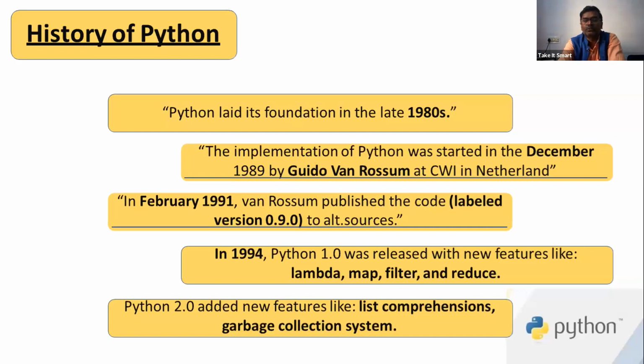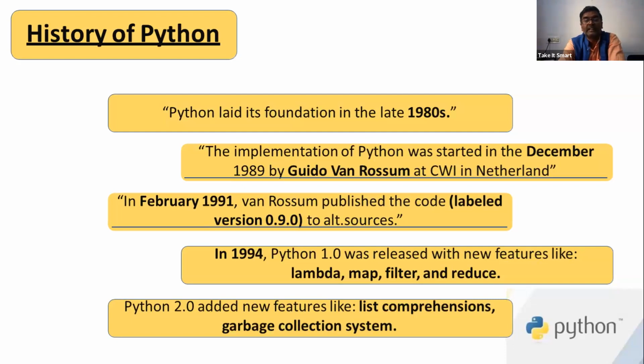Fine. Why should you know the history? Some history is interesting. When you want to command a language, you should know its history, and you can guess how long it is going to be in the market. For that reason, we should know the history. So in February 1991, Van Rossum published the code, version 0.9.0, to all sources.